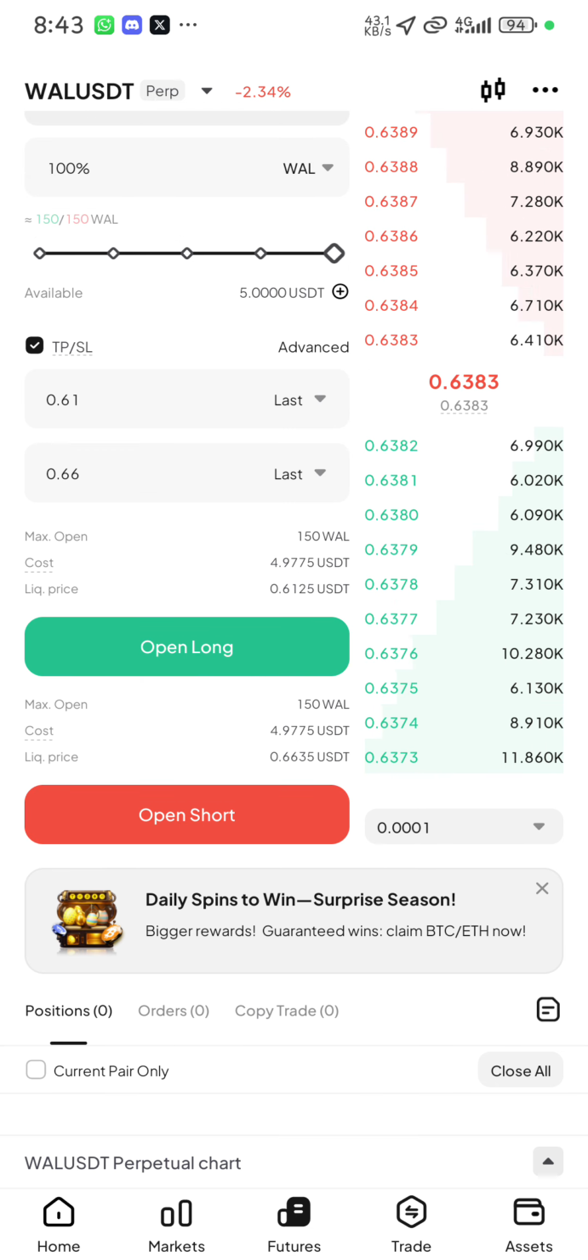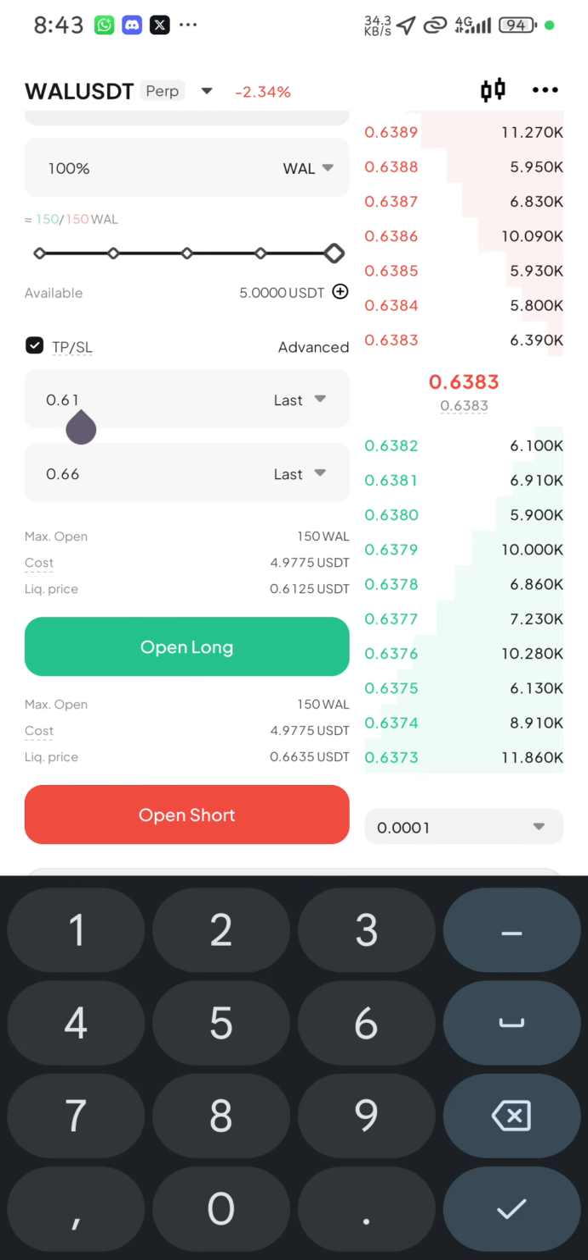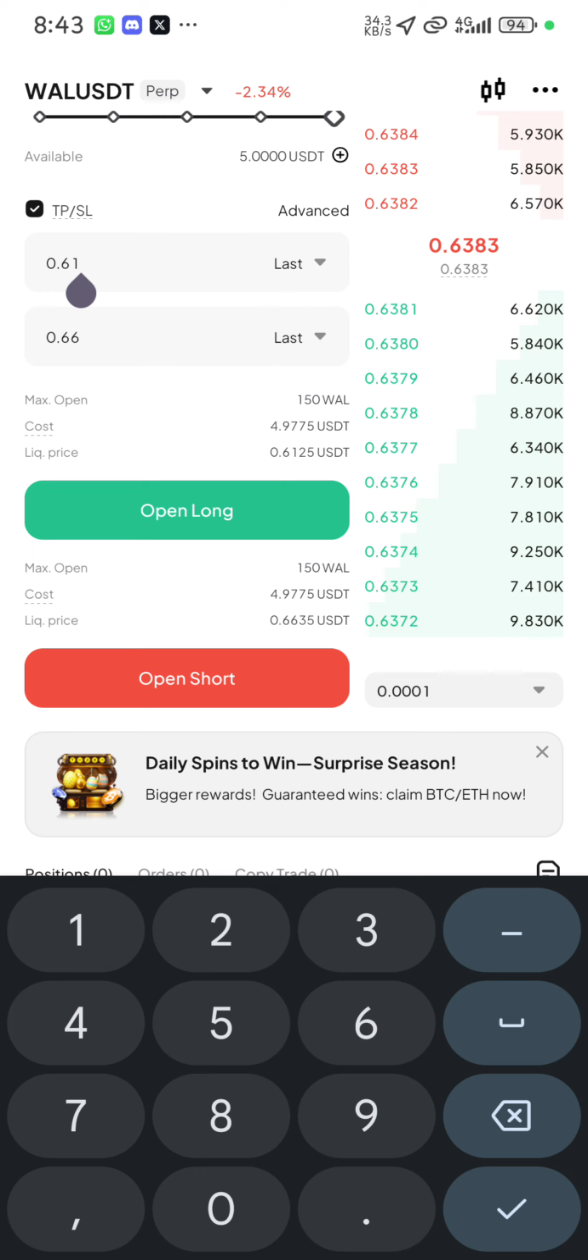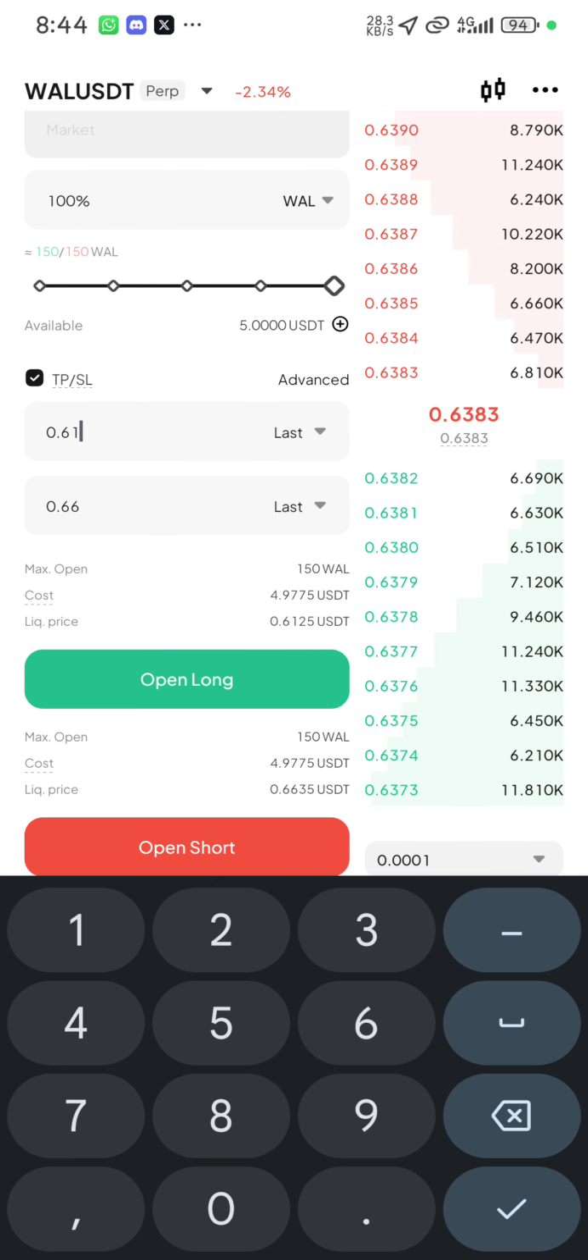So basically, once you've set all the parameters like this, now for example, we want to short, so we'll make sure that the price we are shorting, that means we want it to go down. So the take profit price would be 0.61, meaning once this 0.6380 goes down to 0.61, we'll take the profit. But if the trade goes against us and goes up to 0.66, the trade will cut at 0.66. It will stop the loss, cut our losses and give us back the capital that remains.